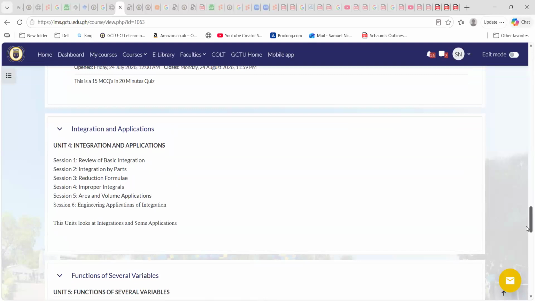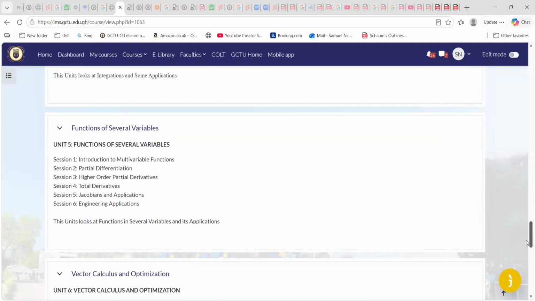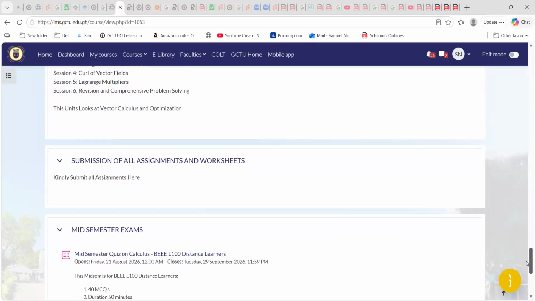We'll review some integrations that we did last semester, and then this will take us to what we call applications to integration, but higher order differentiation. We need to know a few of them, what we call partial differentials, higher order differentials, and all that. Then at the bottom, at the end, you will have your midterm.